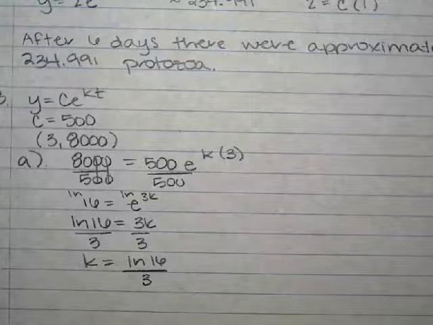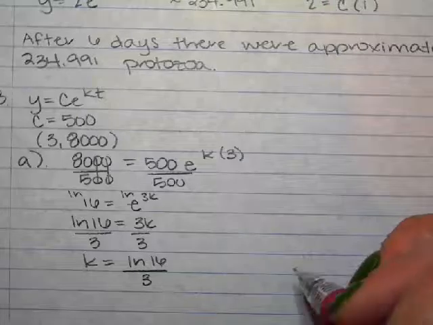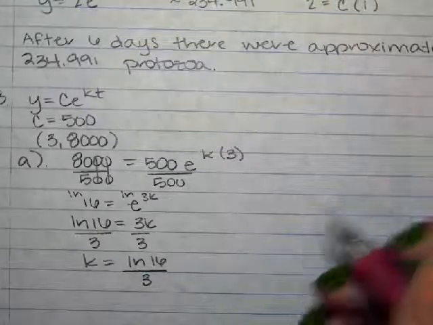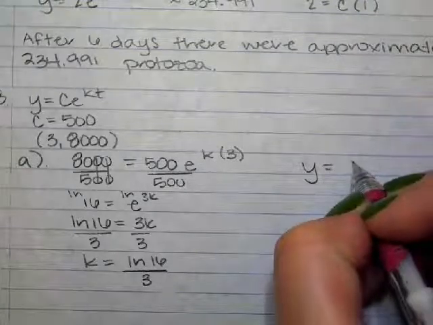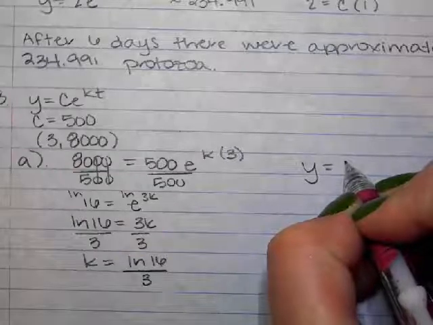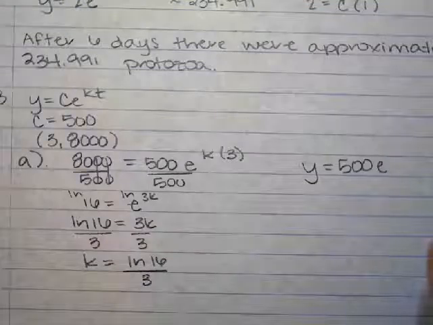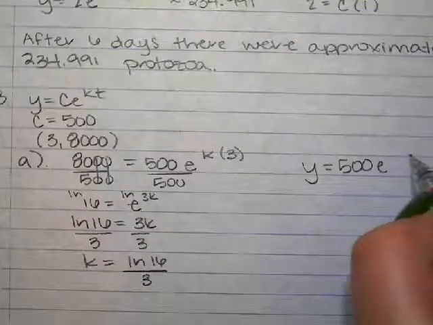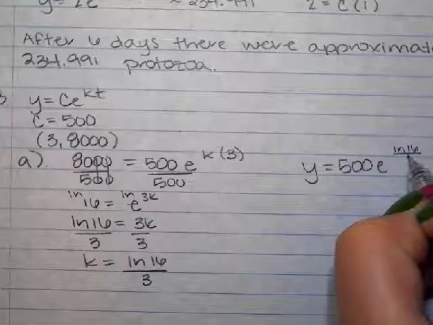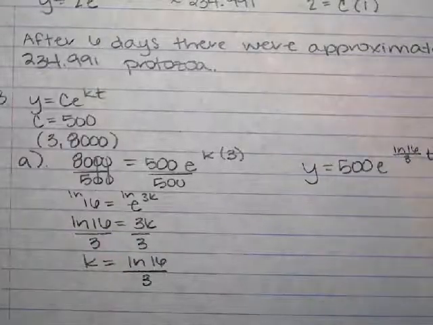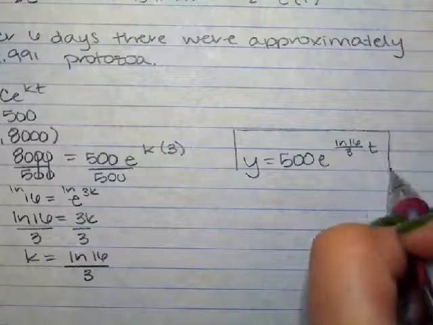All right, so now we have k. So if we want to answer letter A where it says find the expression, how would we now write the expression? Yes, so y equals 500e to the ln 16 over 3, t. Okay, so there's our expression. So now we have an equation that is ready for use for the rest of the problem.